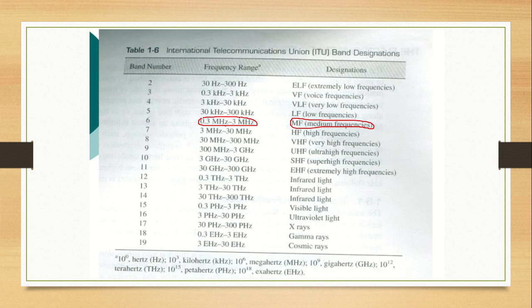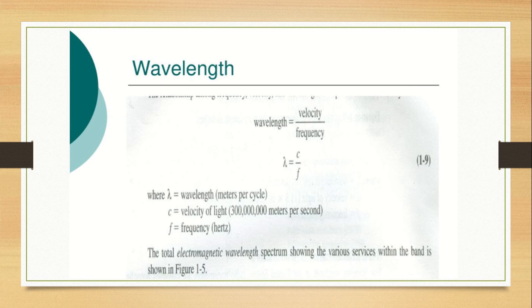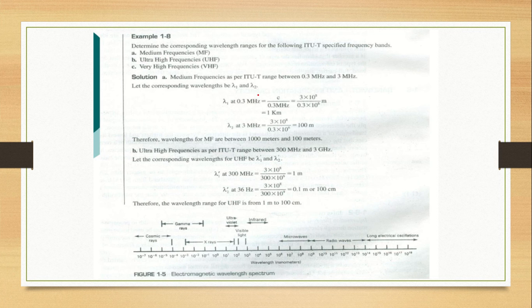Right, so this is the frequency range, so use that information. From there, use the formula lambda is equal to c over f. Substituting at the lower range of the band, we get 1 kilometer. Then for lambda 2 at 3 megahertz, you have 100 meters. Therefore, the wavelength for the medium frequency is between 1000 meters and 100 meters. So that's the answer.